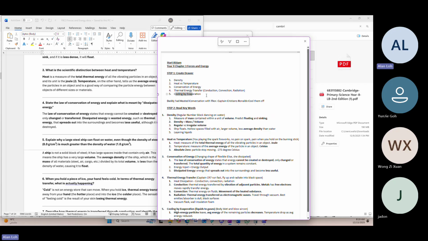Don't worry about the content of the 5 drawers right now. For now, you just worry about how to remember these 5 drawers in sequence. So imagine Daddy had a heated conversation with Thor, the Marvel guy, the big guy with the big hammer. Captain Cristiano Ronaldo cooled them off.